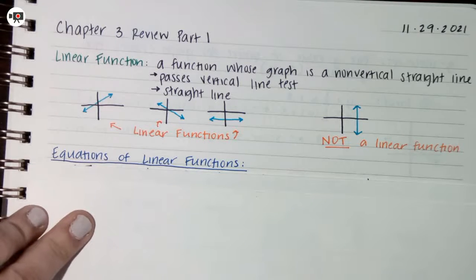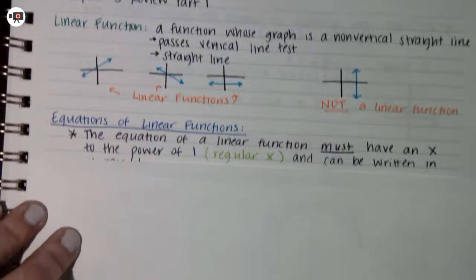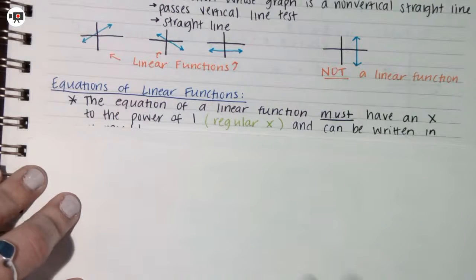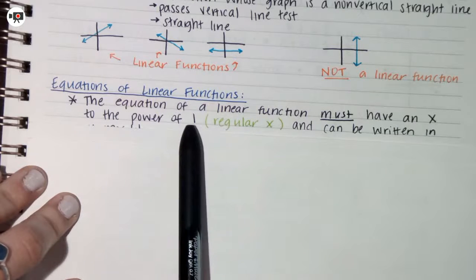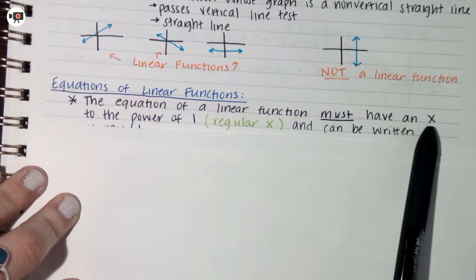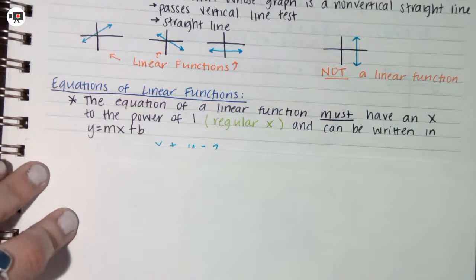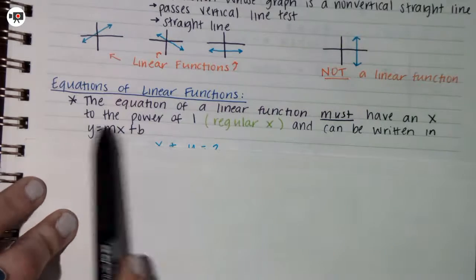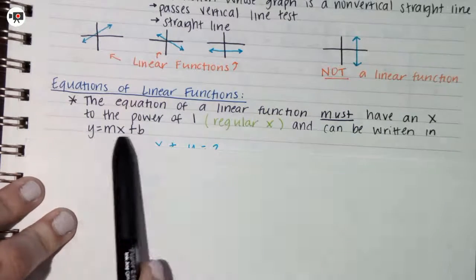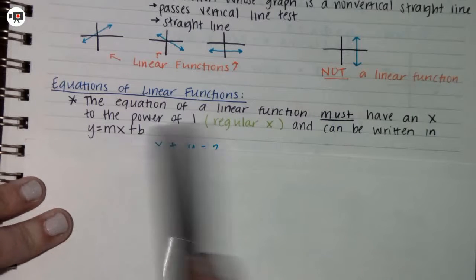If you are looking at an equation of linear functions, you have to make sure that it has a regular looking x, meaning an equation of a linear function must have an x to the power of 1. So it has to look just like this guy, regular little x. And it can be written in the form y equals mx plus b. If you can get y all by itself, and you still have a regular x to the power of 1, it is a linear function.